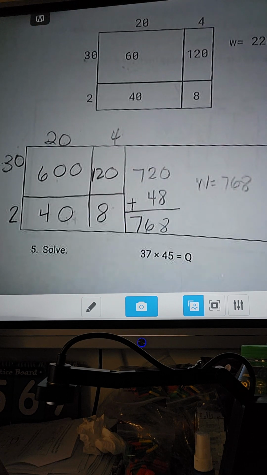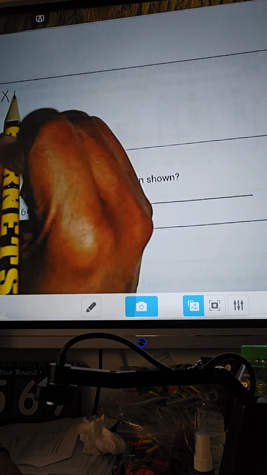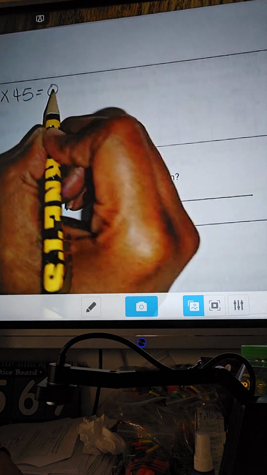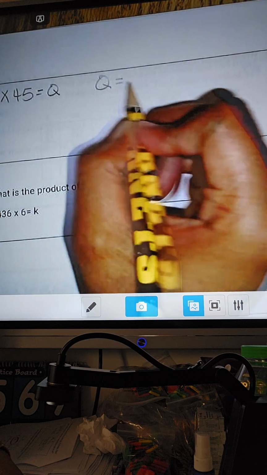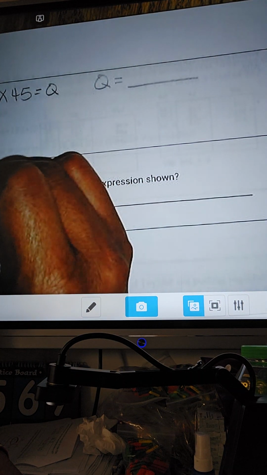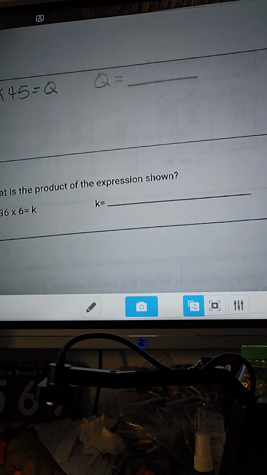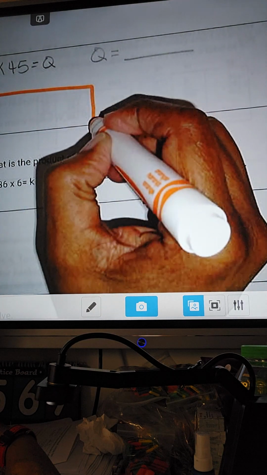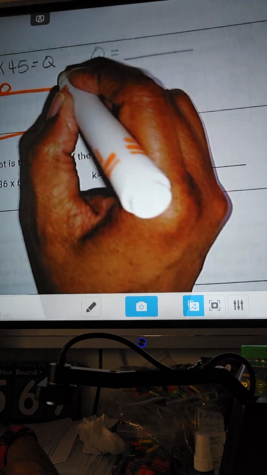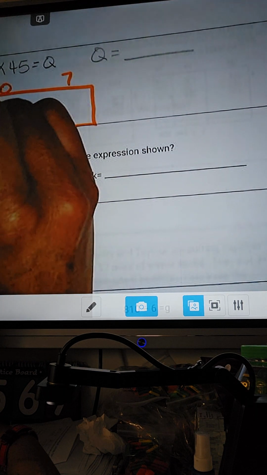All right, number 5, solve 37 times 45 equals Q. Q equals something. All right, using the area model. 37, 45.